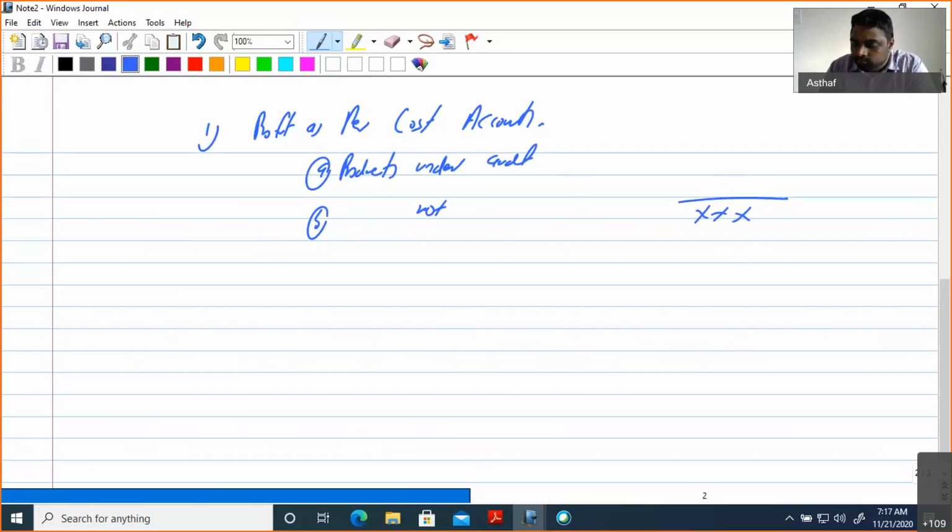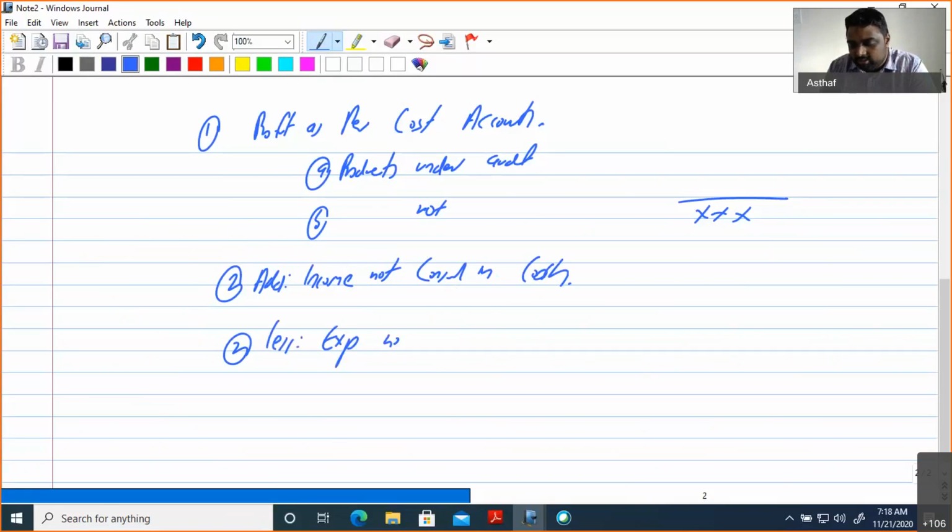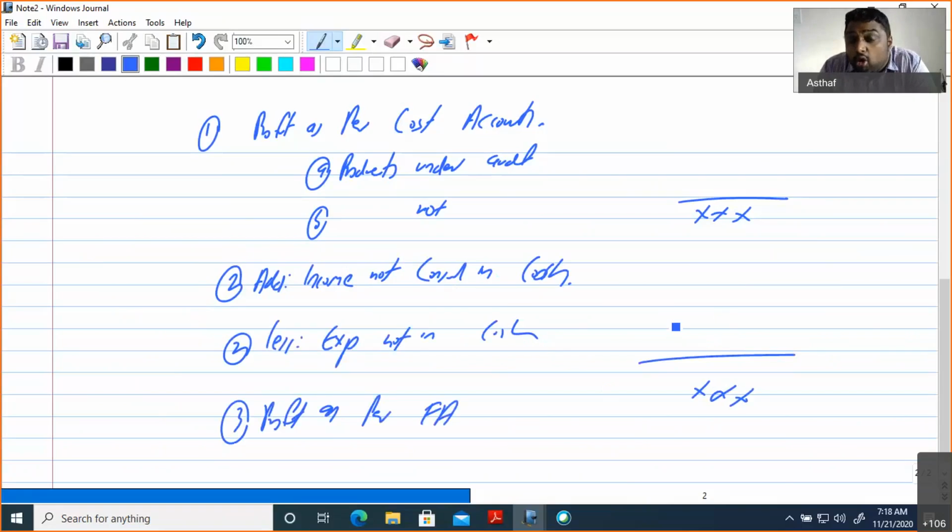Then what will you do? Since you are getting profit under the cost accounts, you want to get profit under the financial accounts. So you will add the income not considered in costing. I will come to this topic in detail shortly. Then you will deduct the expenses not in costing. So finally we will identify the profit as per financial accounts. This is the format that, as a cost accountant, you have to submit in CRA 3.